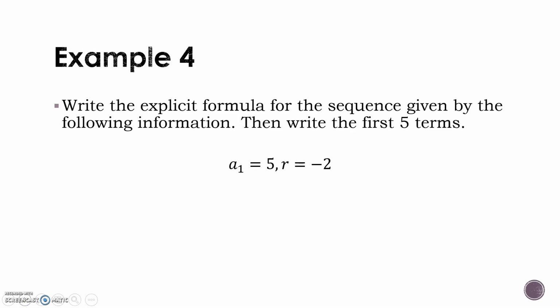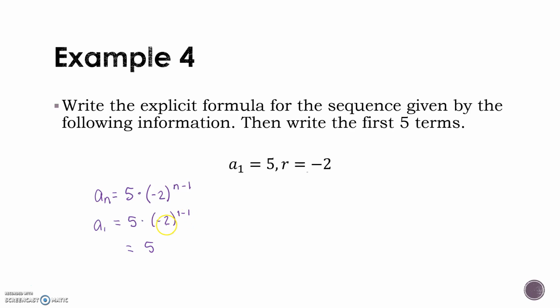Write the explicit formula for the sequence given by the following information, then write the first 5 terms. So they're already telling us what our a sub 1 and our R are. So then we're going to have a sub n equals first term times the common ratio to the n minus 1. And plugging it in, I've got a sub 1 equals 5 times -2 to the 1 minus 1. So that's just going to equal 5.